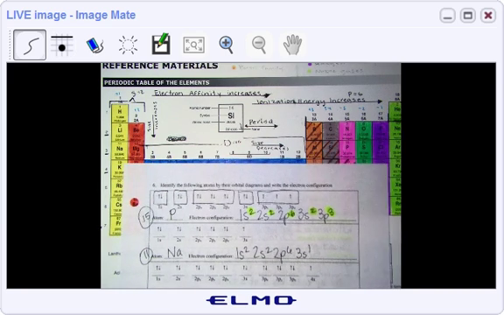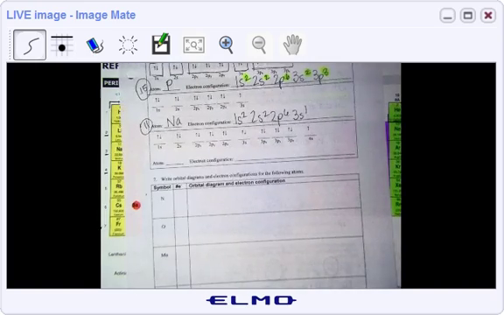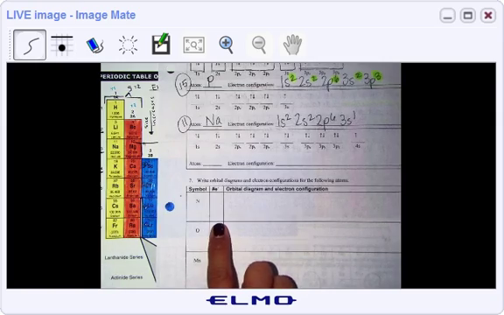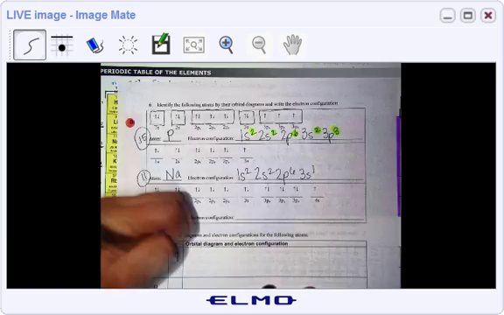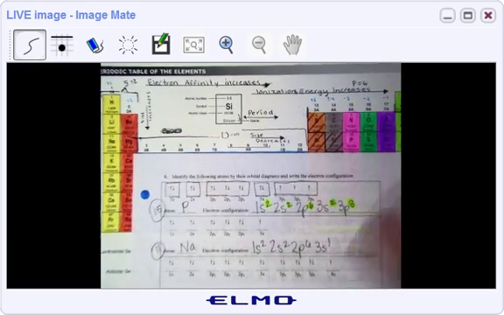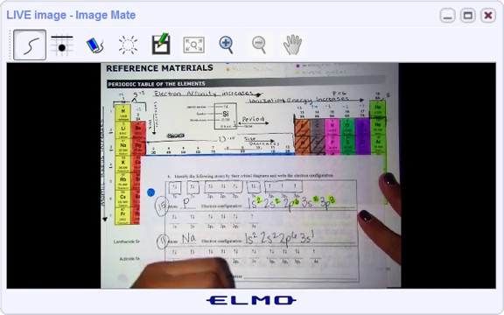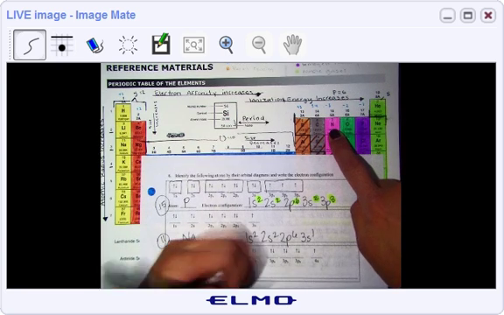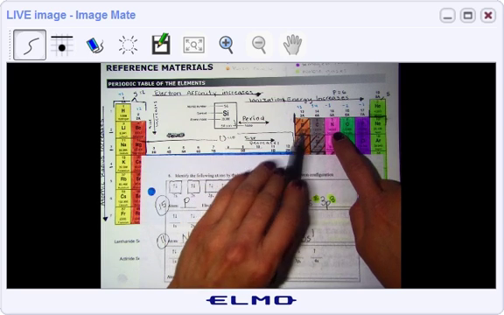Okay, now we're going to practice the orbital diagrams. We'll drop down here for N, and then I'm going to look at my periodic table. The atomic number of N is 7. So it wants electron configuration and orbital diagram. I always do electron configuration first. 1s2 takes me all the way across. I'm going right there. 2s2, and then 2p1, 2, 3.